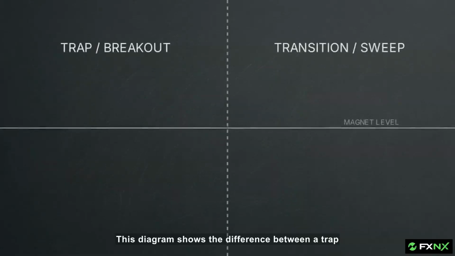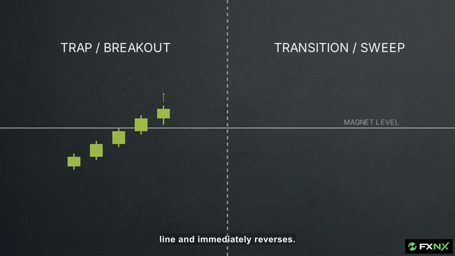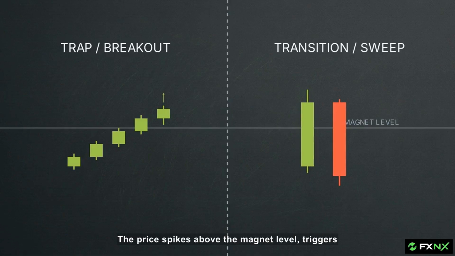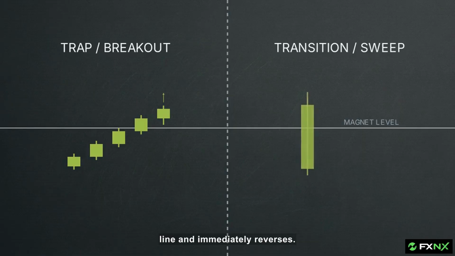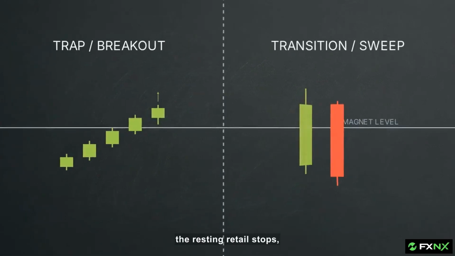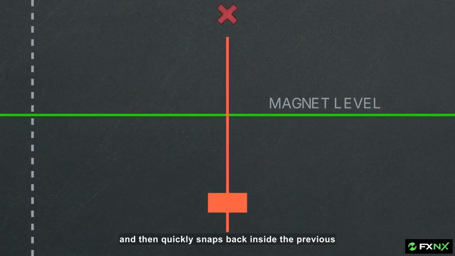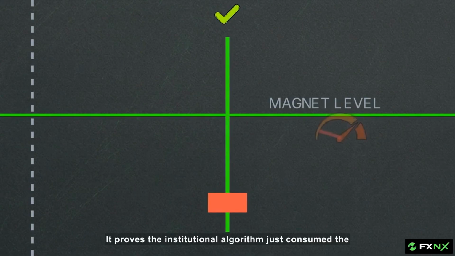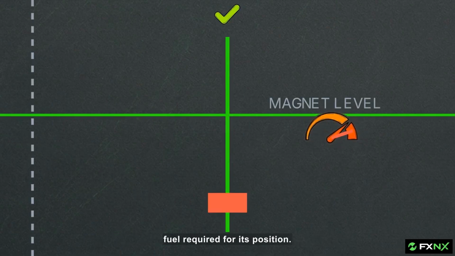This diagram shows the difference between a trap and a transition. On the left, price crosses the level using small grinding candles. That is a breakout showing continuation. On the right, price violently pokes above the line and immediately reverses. That violent action is a confirmed sweep. The price spikes above the magnet level, triggers the resting retail stops, and then quickly snaps back inside the previous range. The resulting long wick is the visual footprint of the event. It proves the institutional algorithm just consumed the fuel required for its position.